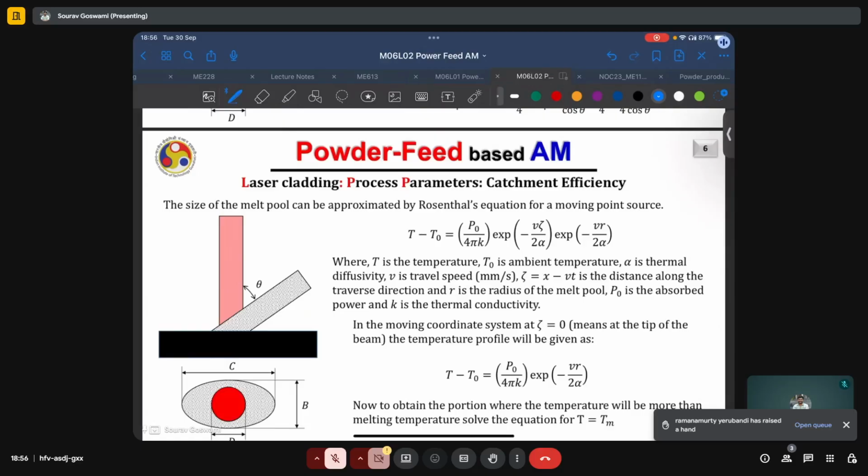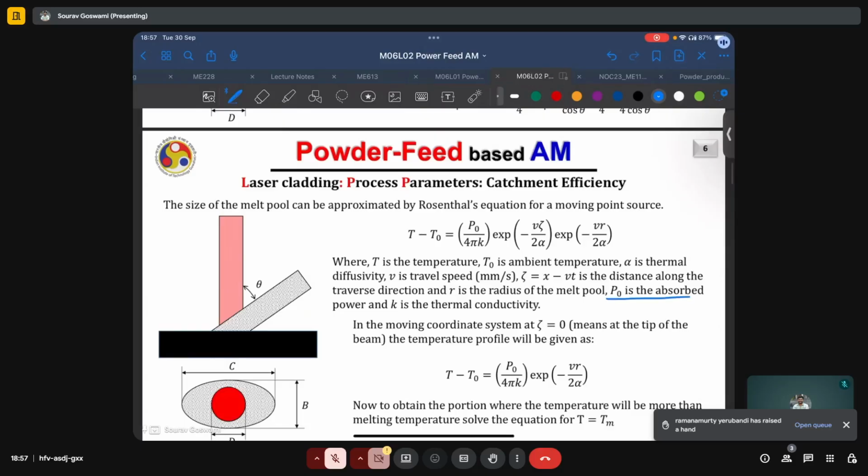field or temperature variable. T naught is the ambient temperature or the preheat temperature. Alpha is the thermal diffusivity, V is the travel speed, zeta is the coordinate system in the moving reference frame given by zeta equals x minus vt, the distance along the traverse direction, and r is the radius of the melt pool. P naught is the absorbed power, and k is the thermal conductivity.